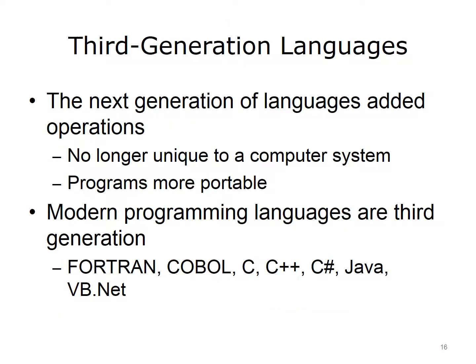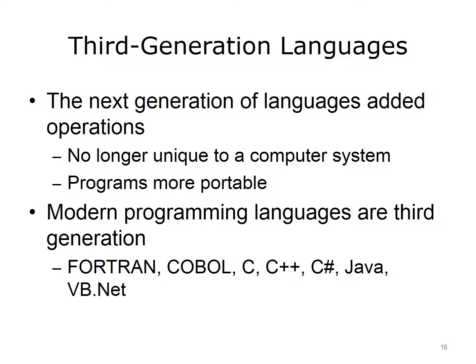The next generation of languages moved away from machine code as the basis of the programming statements. Instead, the syntax of the languages focused on operations that could be done regardless of the underlying machine code. This meant that the same programs could be executed on different types of computer systems. Many modern programming languages belong to the third-generation category.